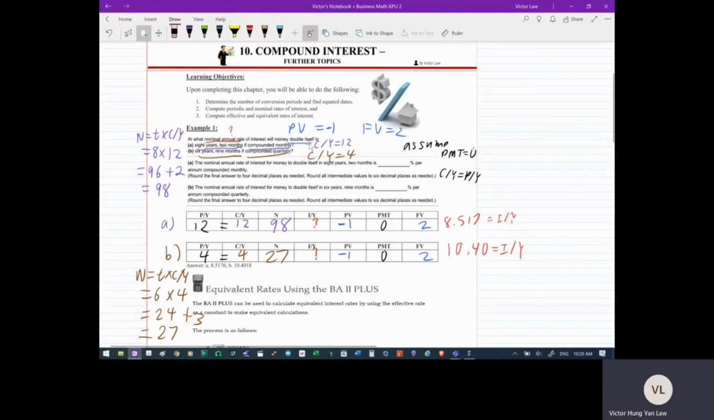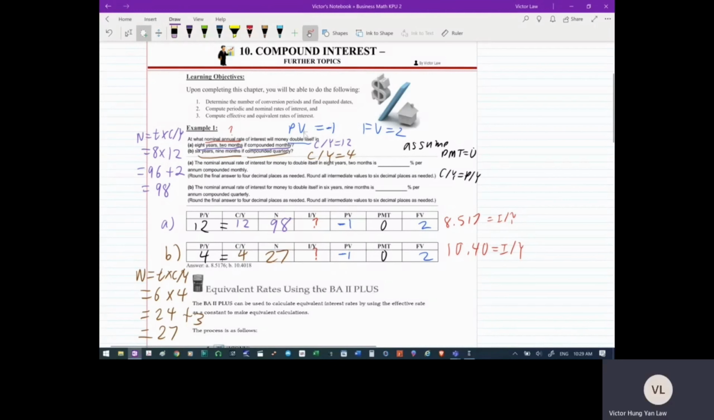So if our present value is $1, then our future value will be $2, because we're looking for when the money will double itself. That's why we have 1 for present value and 2 for future value for both cases. The only thing you need to note is that our present value is negative. So we have -1 for present value.